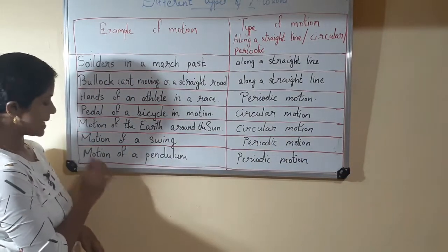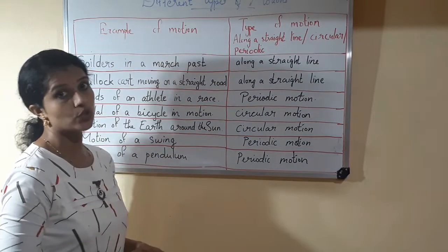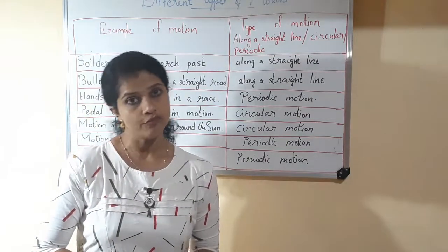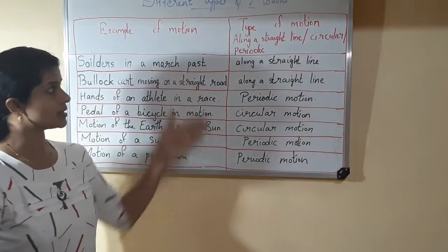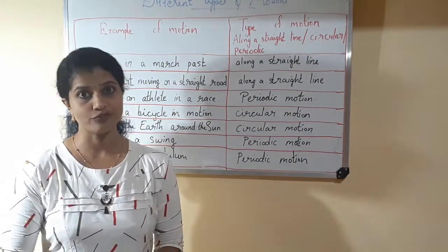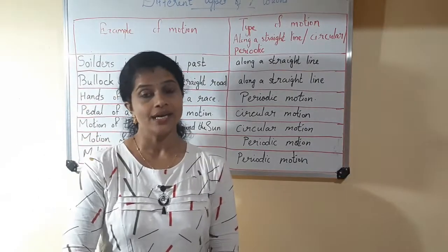And the last one is motion of a pendulum. That also I said it is again a periodic type of motion. So hope this is clear for you. And these are the different types of motions, and you have seen the various examples on that. Thank you.